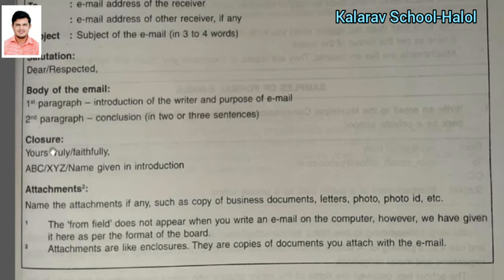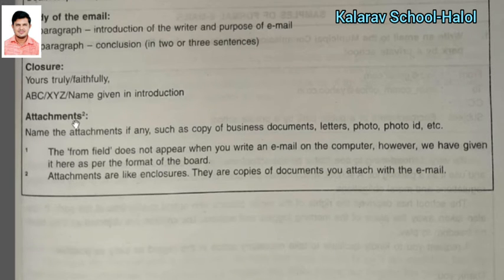Okay. Then after the closure, Yours truly, Yours faithfully, you can write ABC or XYZ, the name given in the introduction. Attachments: which files you are attaching with this email, that you have to mention in words also. So the name of the attachment, if any, such as a copy of a business document, letter, photo ID, whatever you are sending in the attachment as a document, you have to mention those documents in words also.